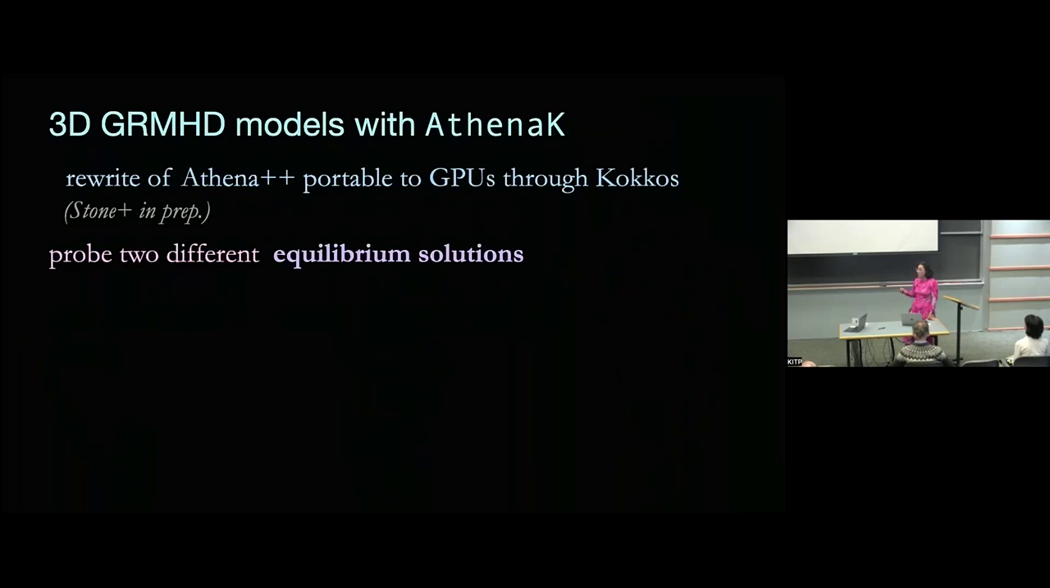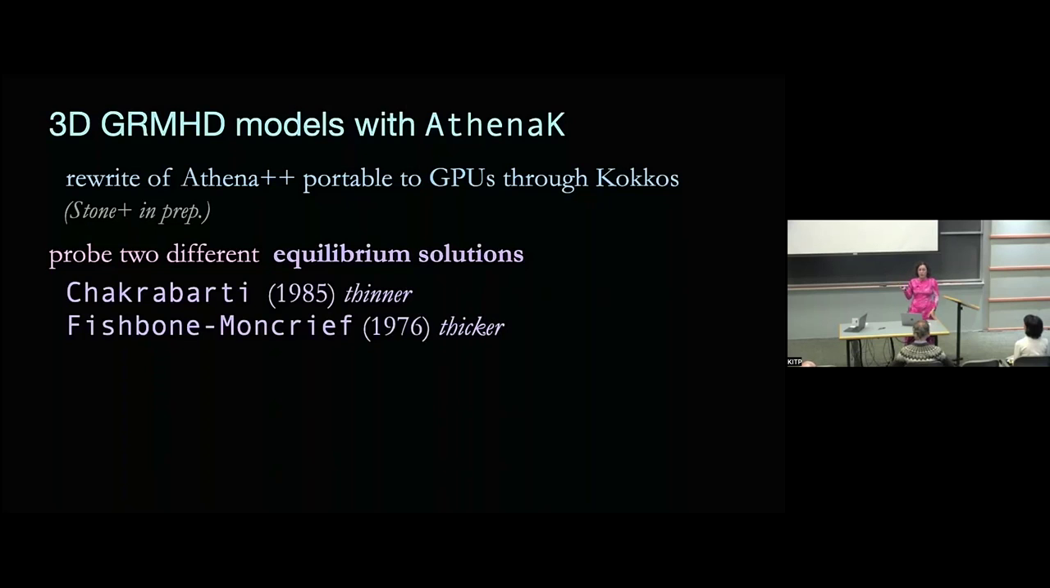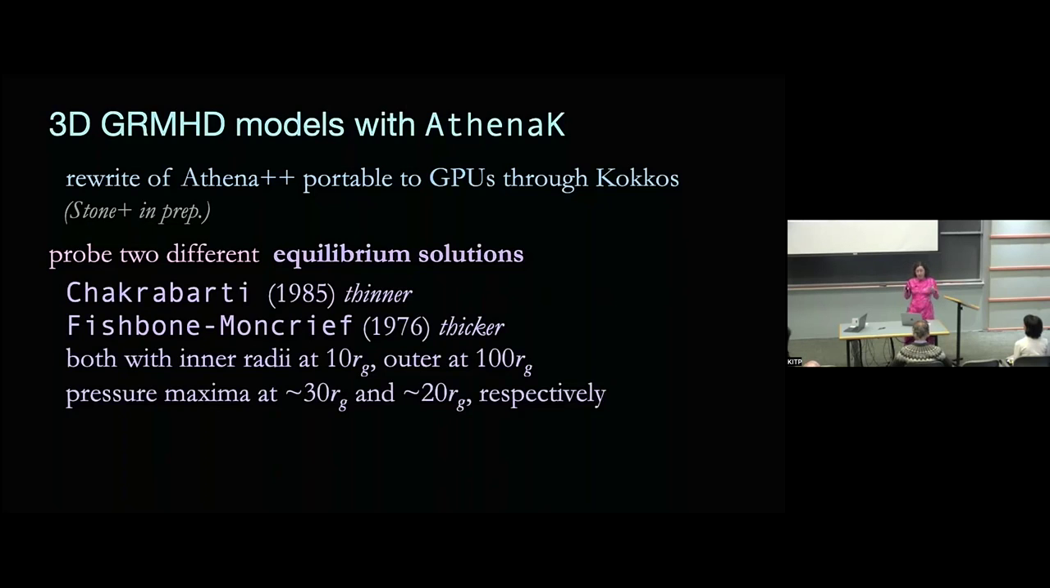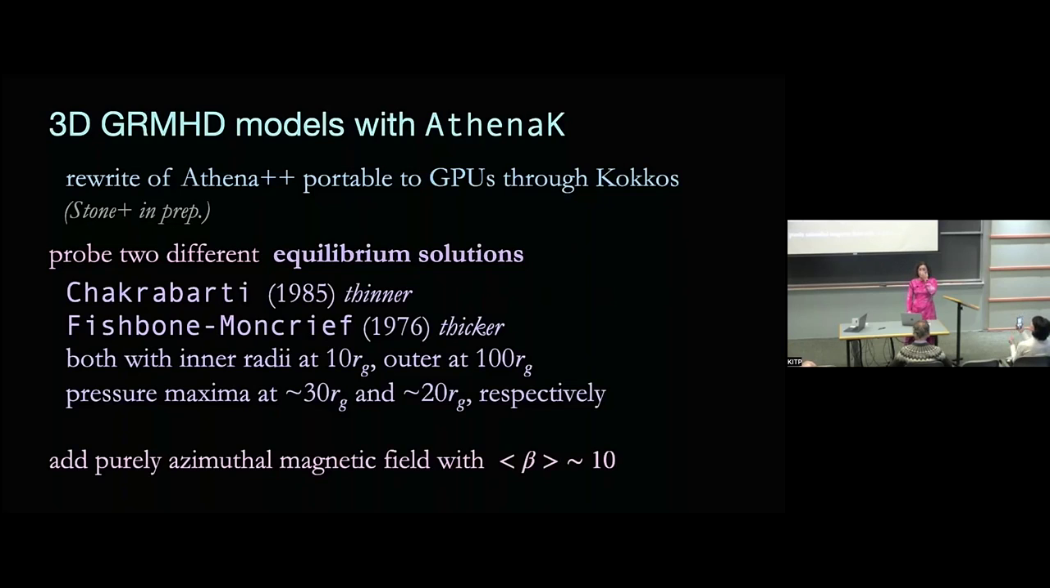And I set up two different commonly used equilibrium solutions for disks. One of them is the Chakrabarti disk. And in my initialization, this is a thinner disk than the other one, which is the Fishbone-Moncrief torus. And they both are set up with the same inner and outer radii. So they have pressure maxima that are at a few tens of gravitational radii. And we add a purely toroidal field at first that has an average plasma beta of about 10.